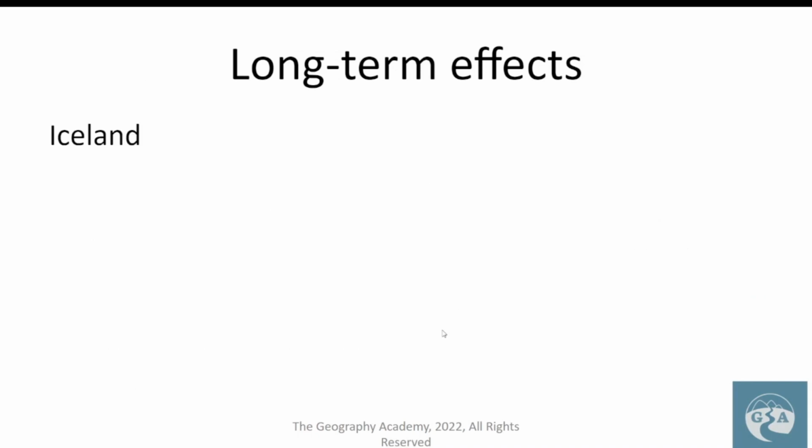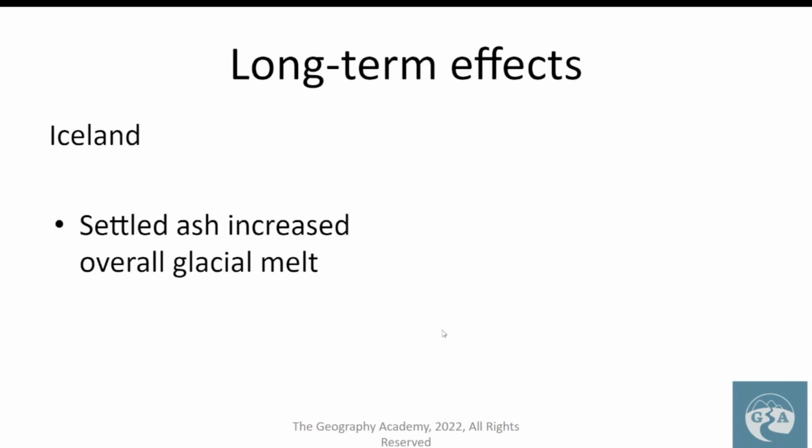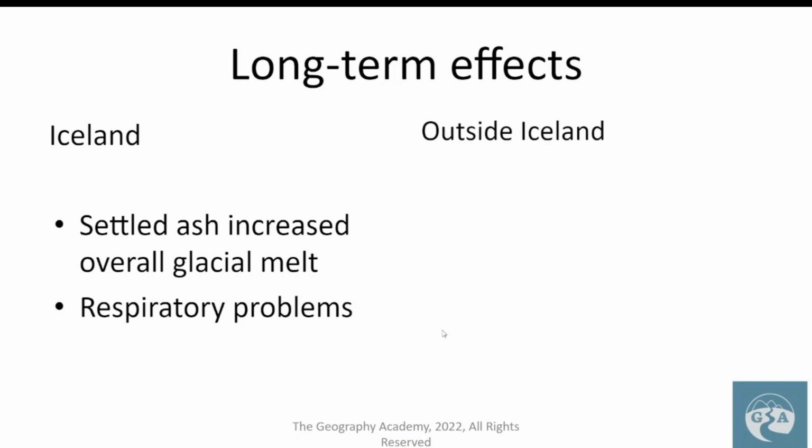The long-term effects, then, if we look at Iceland, we see that there was ash that settled on the glacier. After the initial melting because of the eruption, there was also long-term melting, as a glacier that is darker and covered in ash is going to pick up more heat and melt faster. Respiratory problems then happen from inhalation of ash particles, for animals and people.